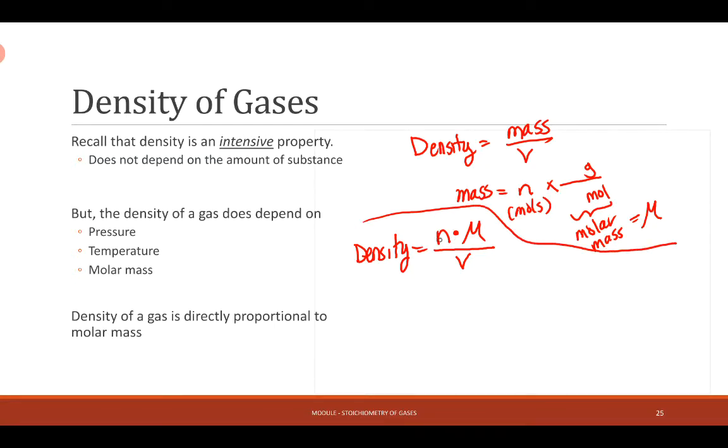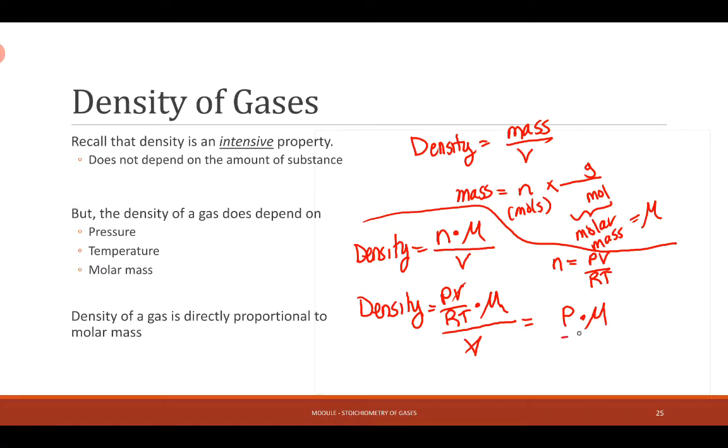Now n does appear in our ideal gas law equation. We know that n is equal to PV over RT. So now I can plug this in where it says n. Now my density is equal to PV over RT times my molar mass divided by my volume. This volume will cancel out with that volume. And so now I'm left with my density is equal to my pressure times the molar mass of my gas divided by RT.